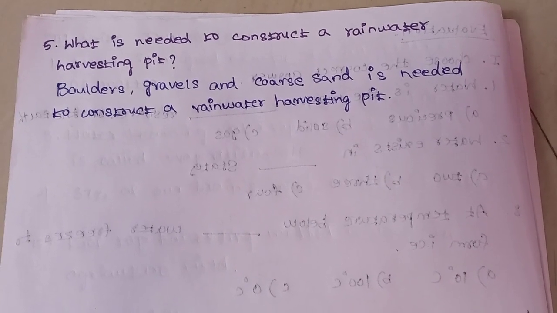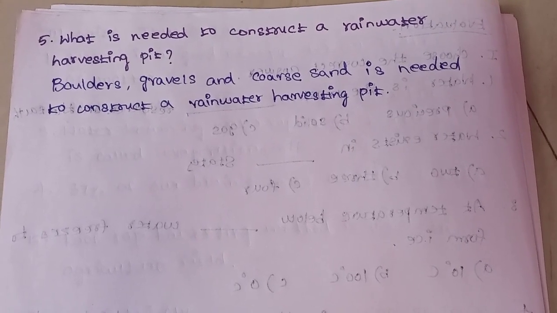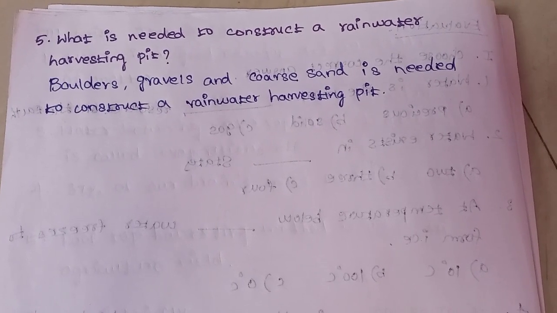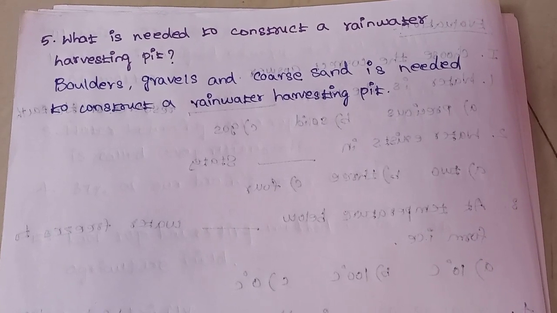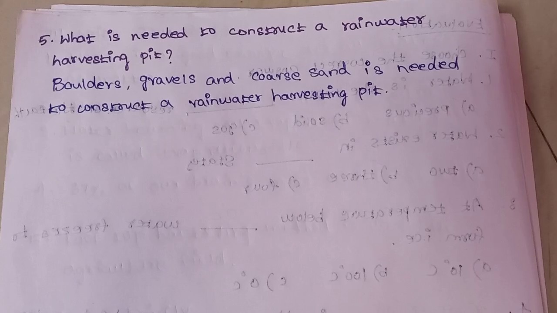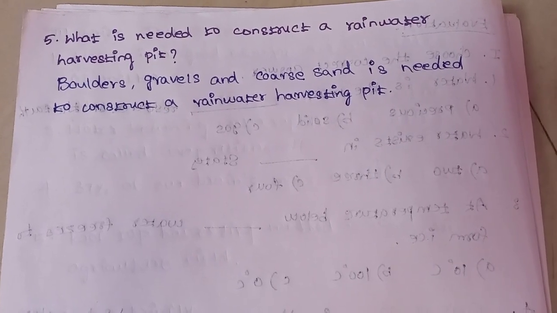Fifth one, what is needed to construct a rainwater harvesting pit? Boulders, gravels and coarse sand are needed to construct a rainwater harvesting pit.